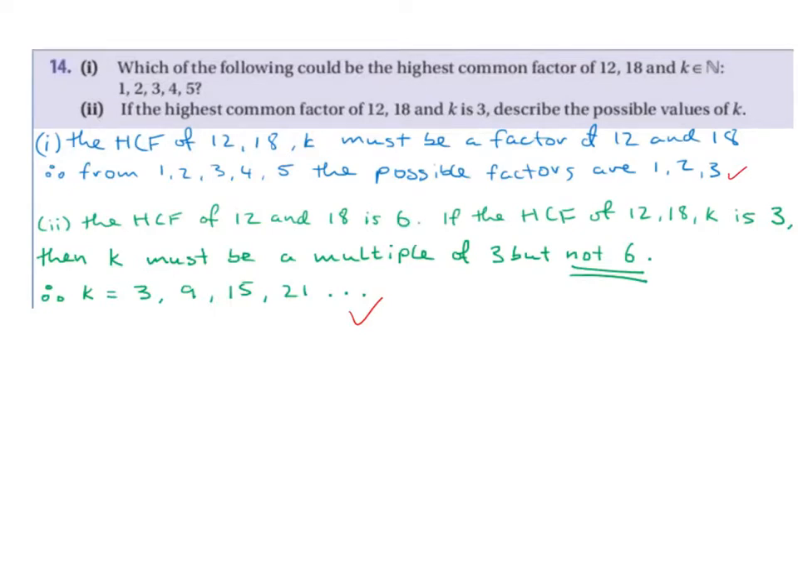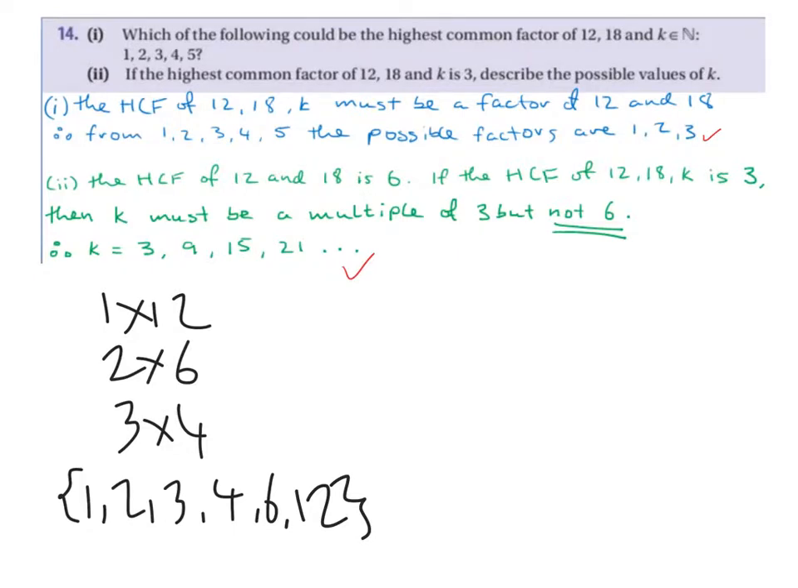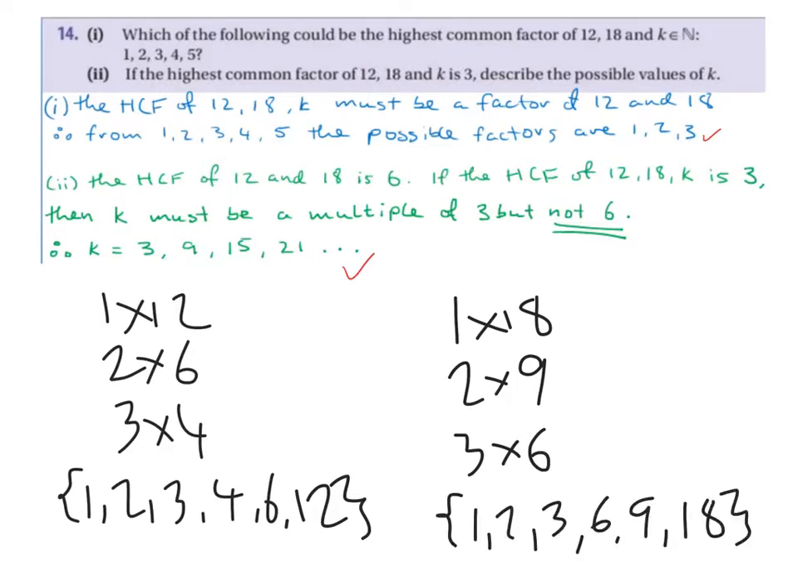If you list the factor pairs of 12, we have 1 times 12, 2 times 6, 3 times 4. So the factors of 12 are 1, 2, 3, 4, 6, 12. The factor pairs of 18: 1 times 18, 2 times 9, 3 times 6. So the factors are 1, 2, 3, 6, 9 and 18. So clearly the HCF is 6.